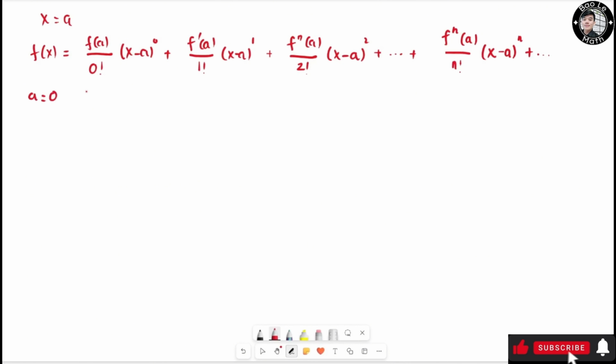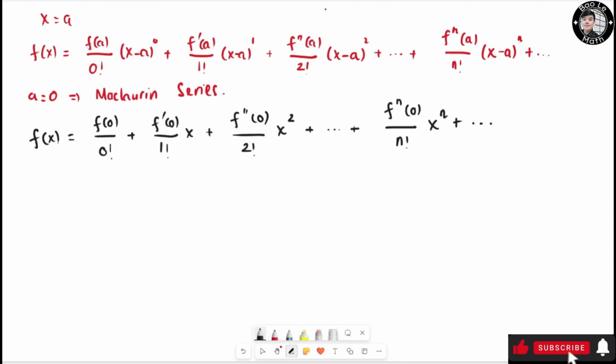Now if a equals 0, then the Taylor series becomes the Maclaurin series. The Maclaurin series is a special case of the Taylor series. Now substitute 0 for a over here, so we have the Maclaurin series given by the formula f of s equals. Now note that 0 factorial equals 1 factorial equals 1. So this can be written as f of 0 plus f prime of 0 times s plus f double prime of 0 over 2 factorial times s squared plus etc.